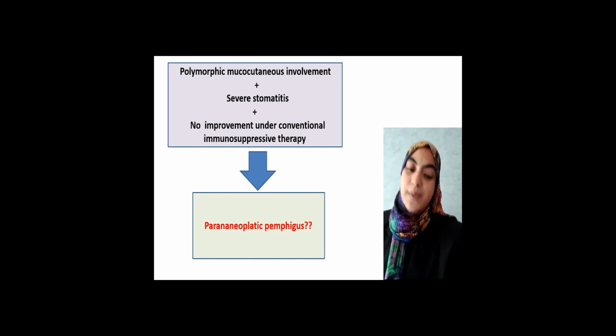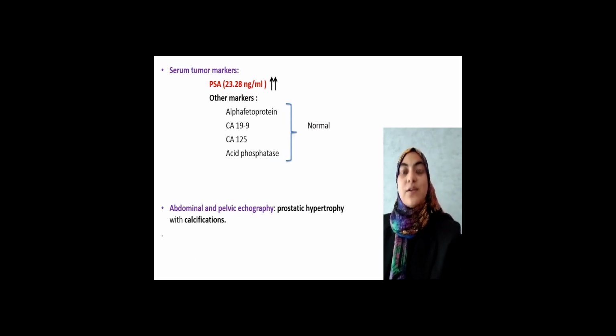paraneoplastic pemphigus was suspected. Serum tumor markers including prostate-specific antigen, alpha-fetoprotein, CA19.9 and CA125 were negative, except for an elevated level of prostate-specific antigen. The PSA was elevated at 23.28 nanogram per milliliter. So the patient underwent an abdominal and pelvic echography showing a prostatic hypertrophy with calcification.